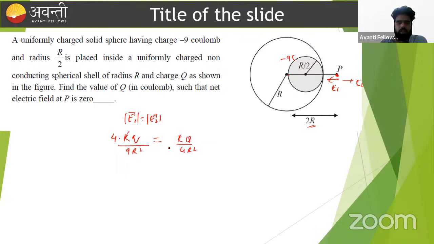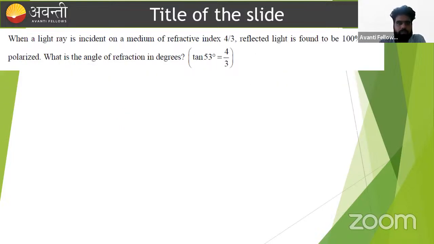K cancels out, R square cancels out, and Q is given as 9 coulomb. Because we already considered the direction, we don't put a minus sign here. So this becomes 4 upon 9 into 4, which gives the value of q. The value of q is nothing but 6 coulomb. So the right answer is 6 coulomb.